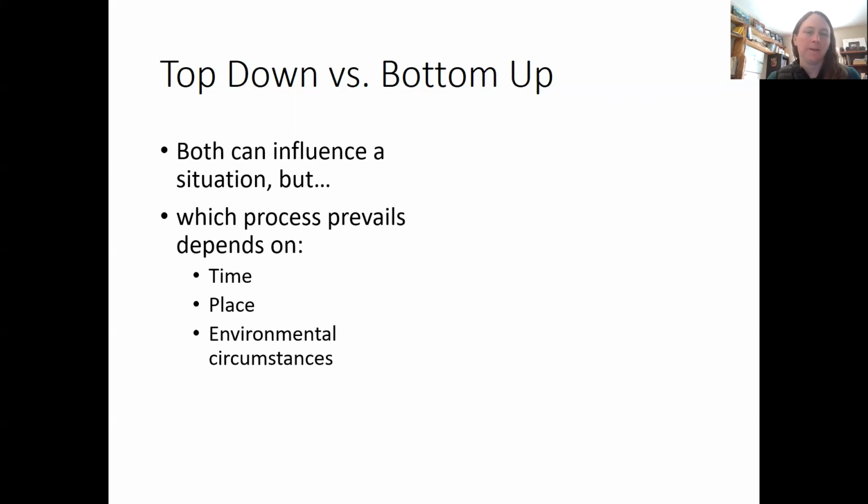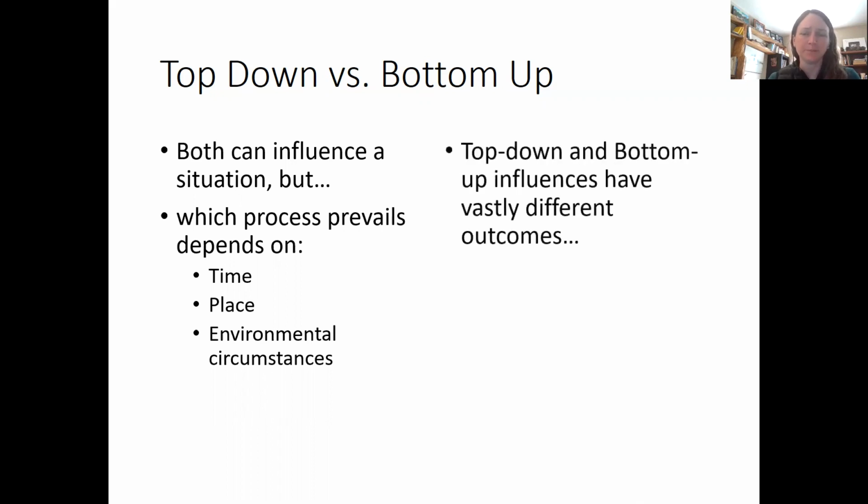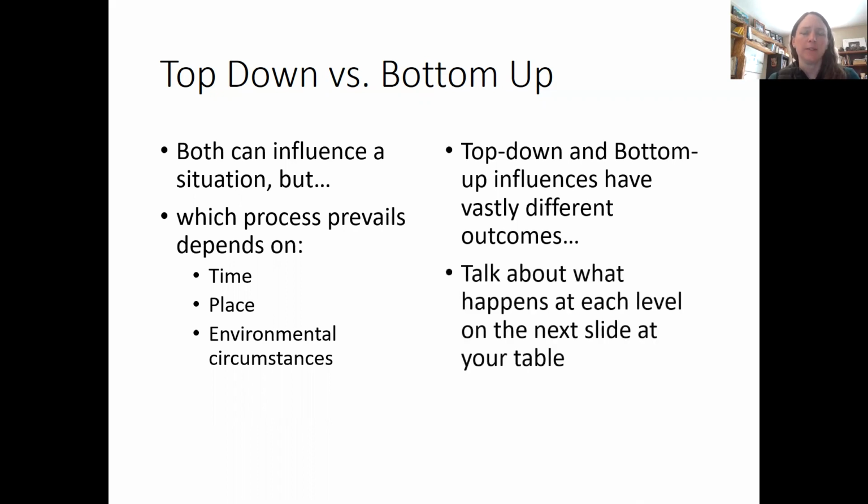The time of year, the location, and changes to environmental conditions can all influence whether a community or an ecosystem is primarily influenced by top-down or bottom-up factors. And they have vastly different influences or outcomes. We're going to talk about what happens at each trophic level in the next slide.